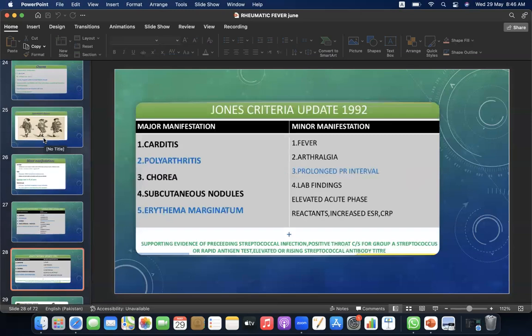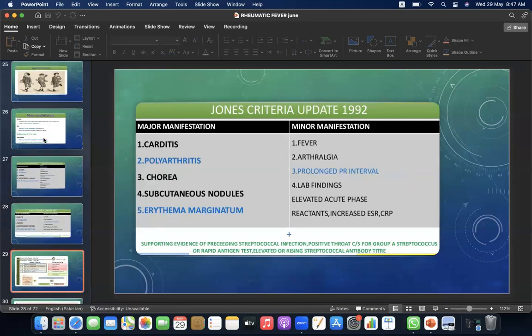Jones criteria, the updated 1992 version. Major manifestations are again carditis, polyarthritis, chorea, subcutaneous nodules, and erythema marginatum. The minor manifestations include prolonged PR interval, fever, arthralgia, and lab findings: elevated acute phase reactants, increased ESR and CRP. Along with these, there must be supporting evidence of preceding streptococcal infection: a positive throat culture swab for group A streptococcus, a rapid antigen test, or an elevated or rising streptococcal antibody titer.